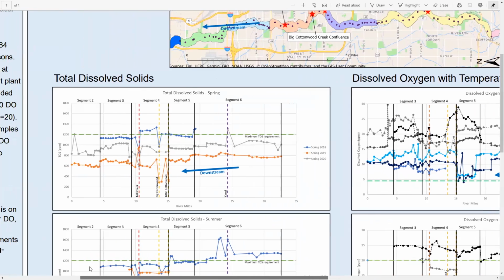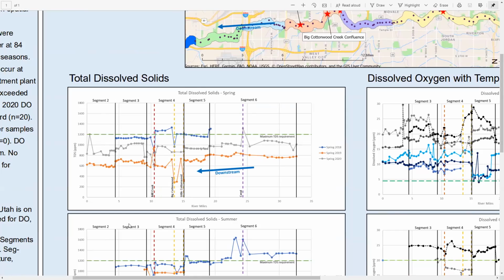So for spring, we have total dissolved solids. And here we see drops in segment 4 at the confluences. That's where we have Mill Creek confluence, the Big Cottonwood Creek, and then Little Cottonwood. Spring does show an overall decrease in TDS as we move downstream. Samples in segments 4 to 6 are most frequently seen above the TDS standard of 1,200 parts per million, with the exception of 2019, which does not spike above the maximum.